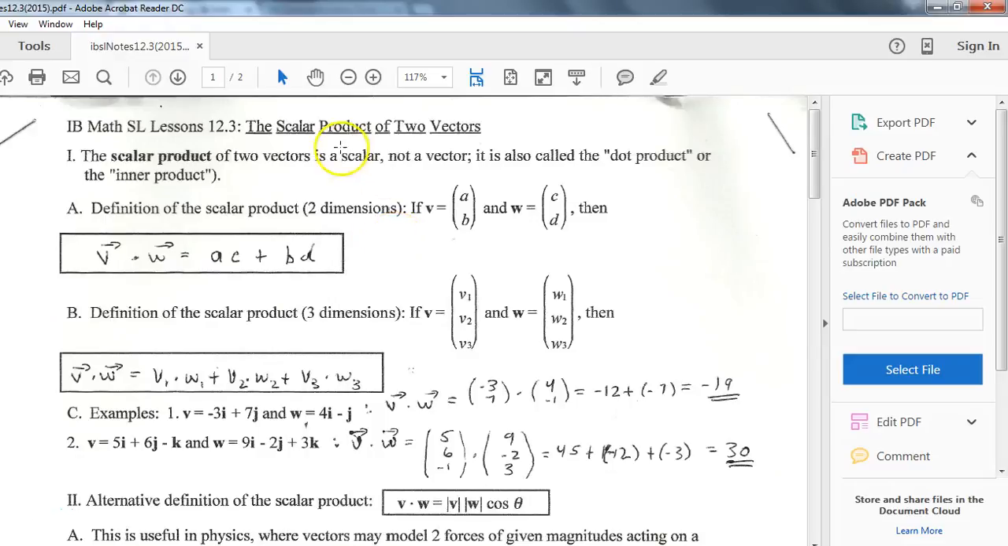For section 3 of chapter 12, we're looking at two main concepts here. One is multiplying two vectors together, and the other is the idea of parallel and perpendicular vectors, what that would tell you, and how to work with those within a few problems.